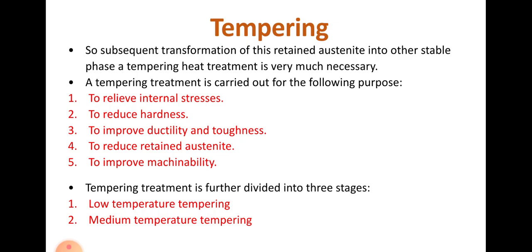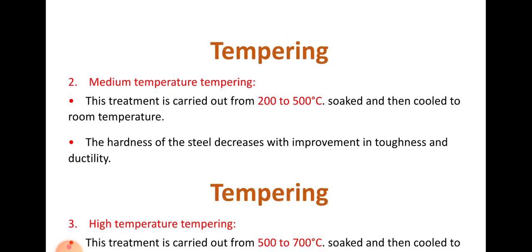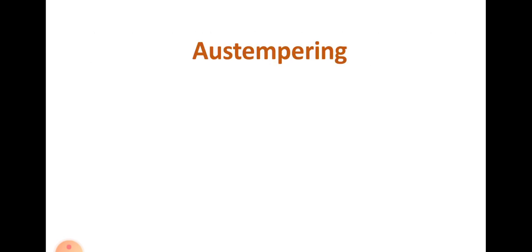Tempering is again divided into three types: low, medium and high temperature tempering. If you use a temperature of 100 to 200 degrees Celsius, that is called low temperature tempering. Using 200 to 500 degrees Celsius is called medium temperature tempering. And if you use 500 to 700 degrees Celsius, that is called high temperature tempering. Generally it is below the A1 critical temperature, that is 727 degrees Celsius. Therefore the maximum for high temperature tempering is 500 to 700 degrees Celsius. It is mainly used to increase the toughness of the material.